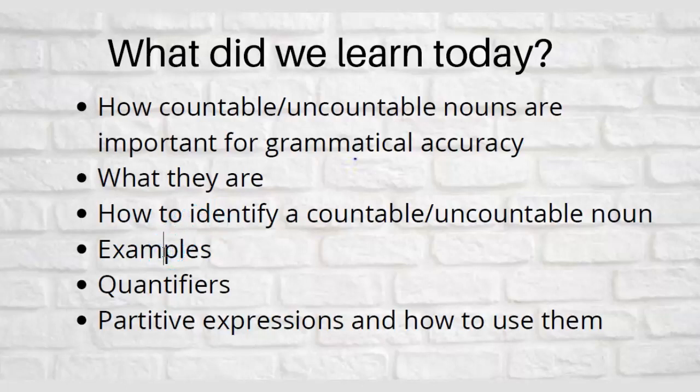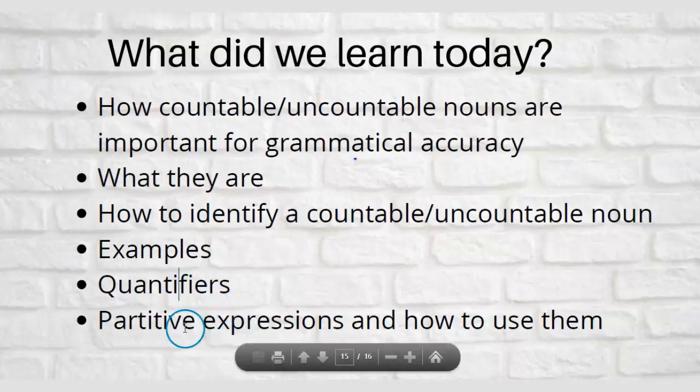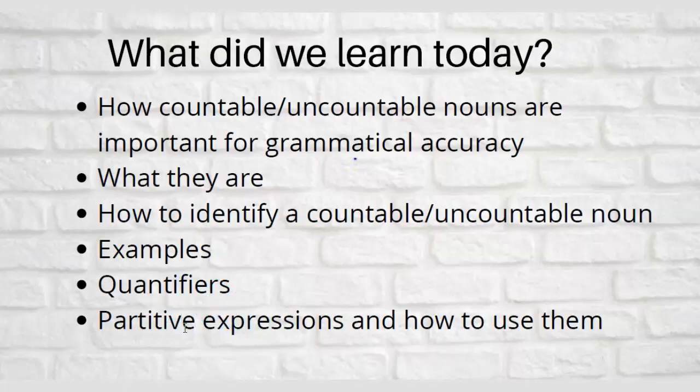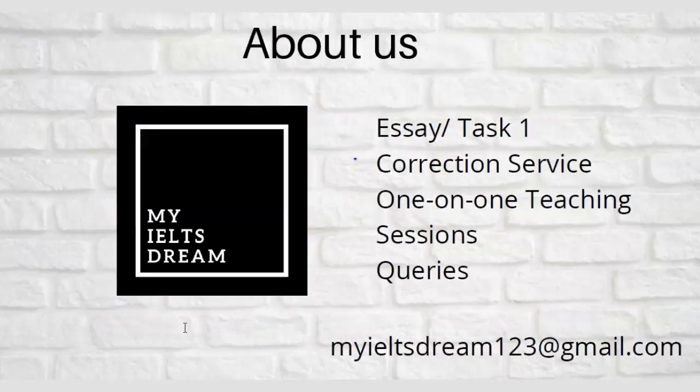Examples, we saw plenty of examples and we got a good look at the different range of words which are countable and uncountable, and we also got a slight idea of words which can be considered both countable and uncountable. We saw what quantifiers are. They give us an estimate about the quantity of something. And we saw what partitive expressions are and how to use them. I gave you a formula, and I hope you follow that and understand all of the things that we did today.